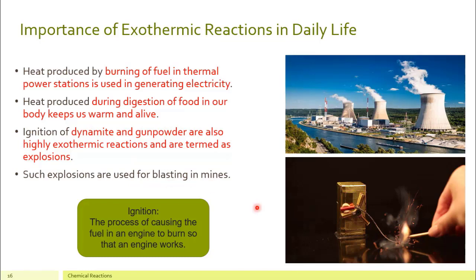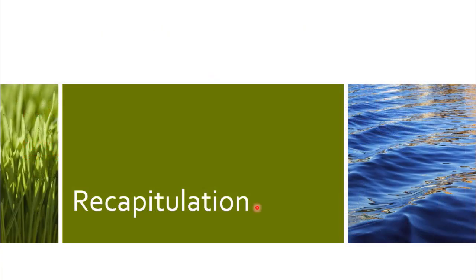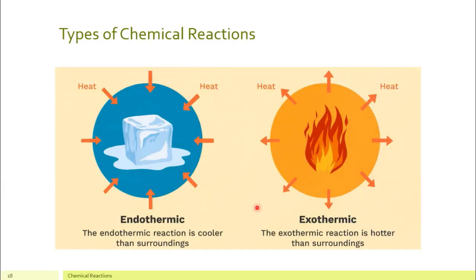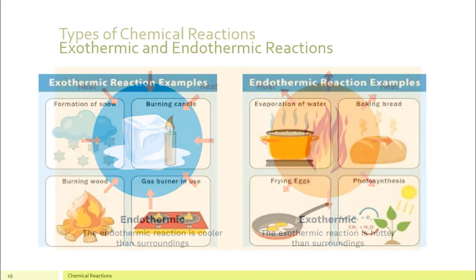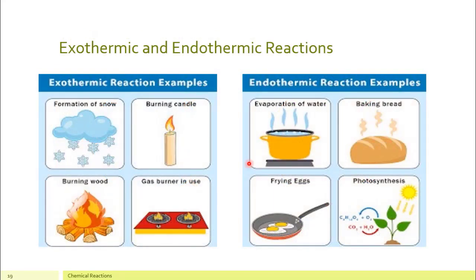So students, this was all about the importance of exothermic reactions in daily life. Now we will overview our lecture. First of all, we have studied the types of chemical reaction on the basis of energy changes. There are two types: endothermic reactions and exothermic reactions. In endothermic reactions, heat is absorbed, while in exothermic reactions, heat is released. Then we studied different examples of exothermic and endothermic reactions.